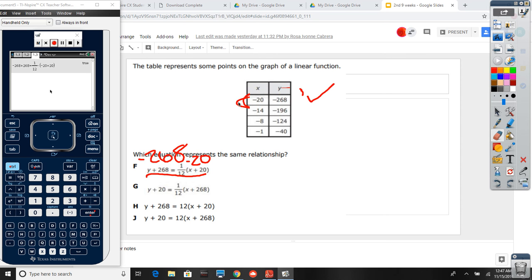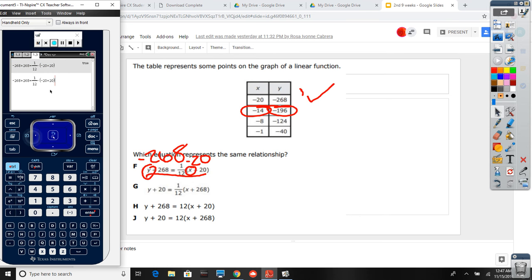I've been writing too much on it. I need to try the next point though. So now instead of the x, I'm gonna put a negative 14 right here, right? And instead of the y, I'm gonna put a negative 196. Okay, so let's try it. Now I don't want to retype everything, so I'm just gonna scroll up, highlight it in blue, and press enter.